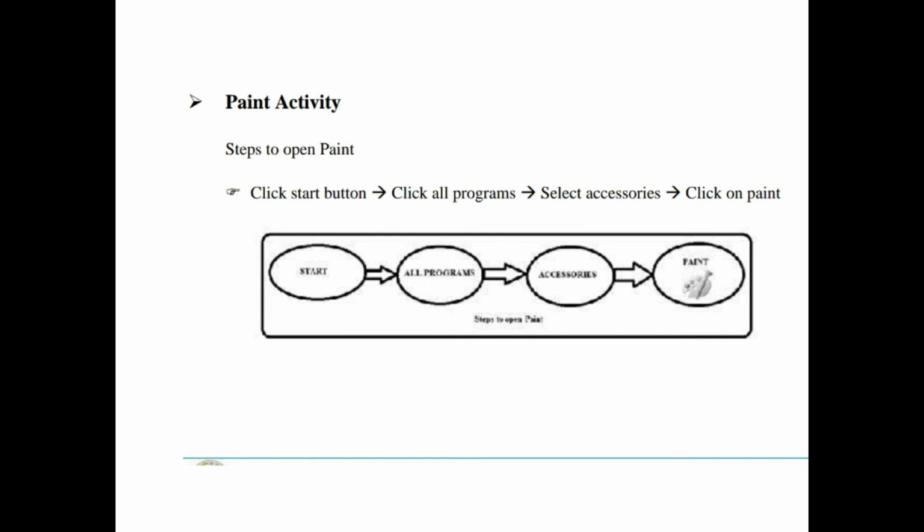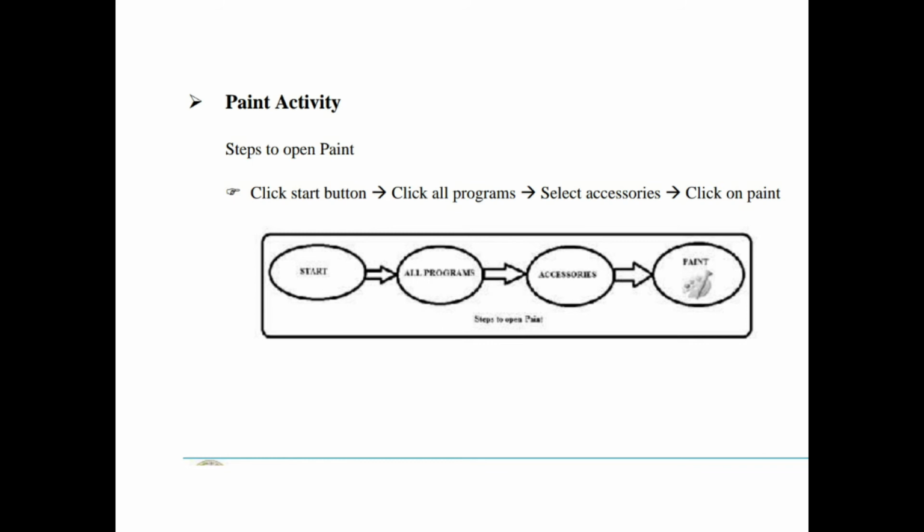Let us start that paint activity. See, a program called Paint is provided for drawing pictures. Let us see how to open the paint activity, that means how to open Microsoft Paint.